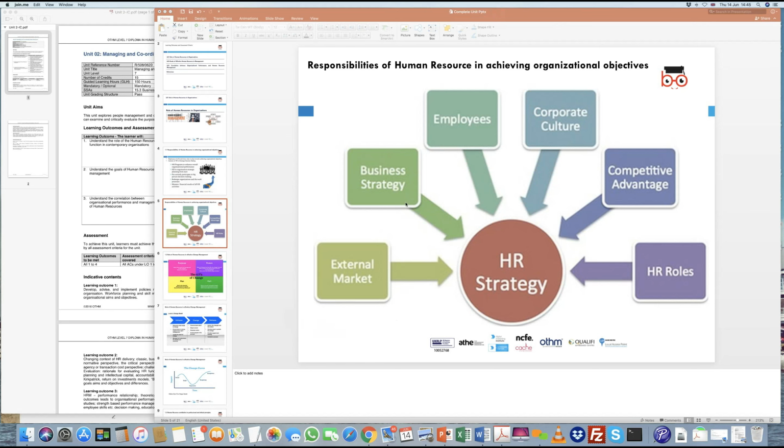Now, when you look at business strategy here, you want each and every employee to follow a code of conduct so that the business is able to achieve its objectives, and that relates to the business strategy.